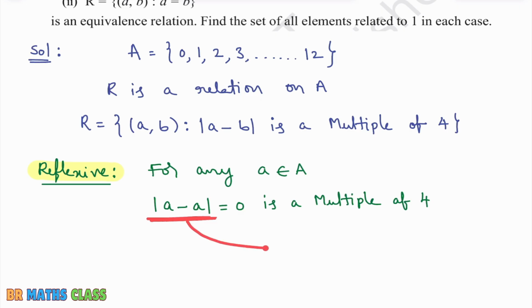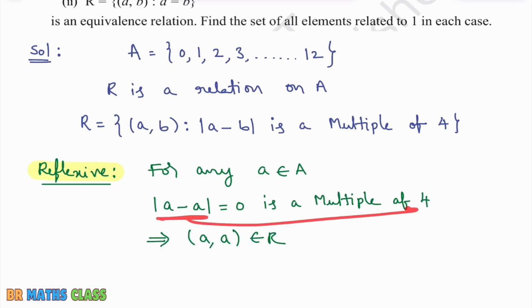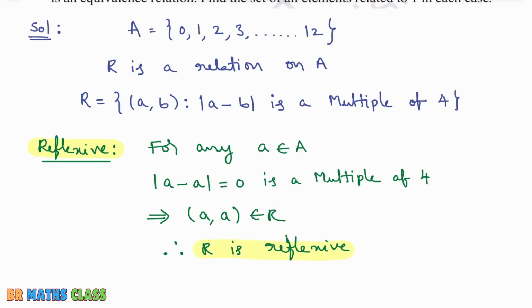As modulus of a minus a is a multiple of 4, I can say that the ordered pair (a, a) belongs to the relation. You observe, if modulus of a minus b is a multiple of 4, then we say the ordered pair (a, b) belongs to the relation. Similarly, modulus of a minus a being a multiple of 4 means the ordered pair (a, a) belongs to the relation. Therefore, the relation is a reflexive relation.